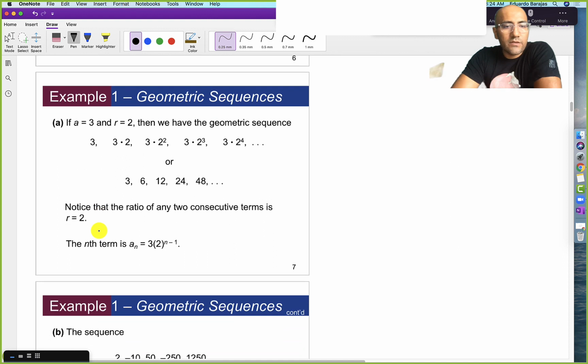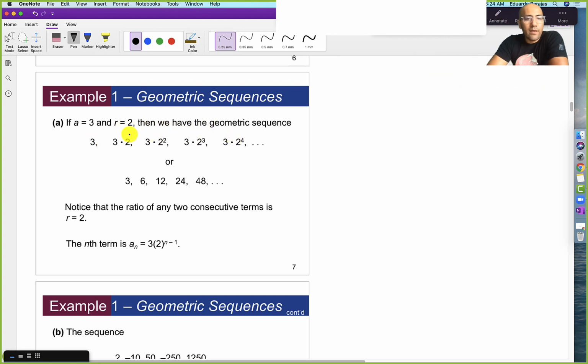Okay, so let's look at some examples of geometric sequences. Here's an example where a, we start off with 3, and the common r value is 2. So we start off with 3, and then to get to the next one, we multiply by 2. And to get to the next one, we multiply by 2, and again by 2. We're constantly multiplying by 2 to get to the next one on the list. Of course, we can actually multiply them, and here is another way of expressing the same sequence: 3, 6, 12, 24, 48, and so on.